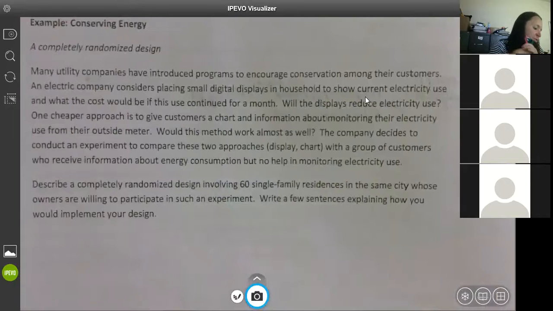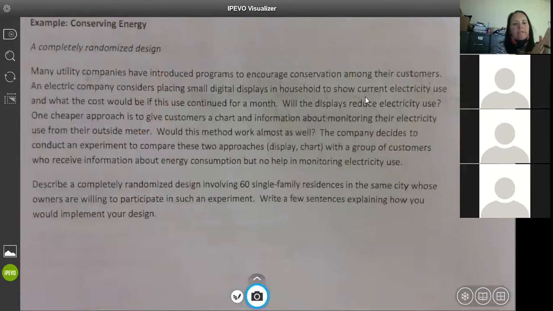Many utility companies have introduced programs to encourage conservation among their customers. An electric company considers placing small digital displays in a household to show current electricity use and what the cost would be if this use continued for a month. Will the displays reduce electricity use? One cheaper approach is to give customers a chart and information about monitoring their electricity use from the outside meter. Would this method work almost as well? The company decides to conduct an experiment to compare these 2 approaches, display or charts, with a group of customers who receive information about energy consumption, but no help in monitoring electricity use.